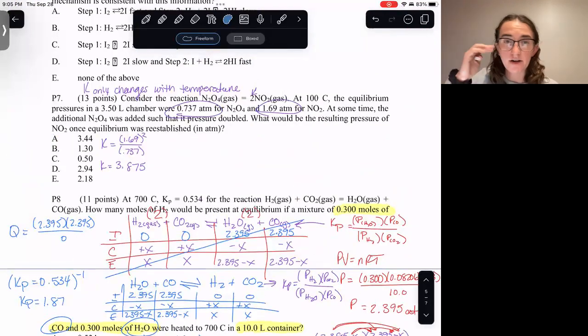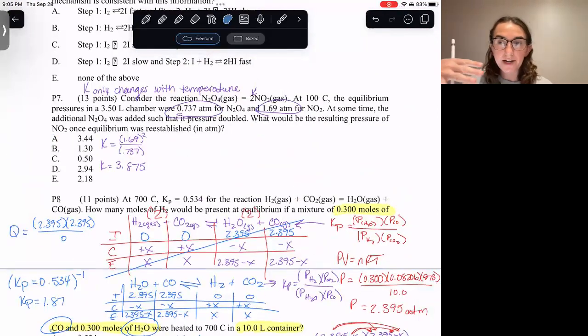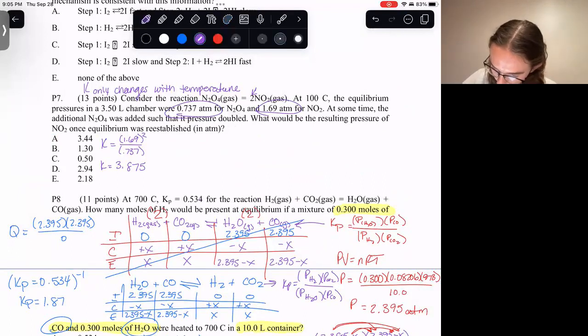So it is squared because N2O4 is in equilibrium with 2 NO2. And so that coefficient of 2 in front of the NO2 means we square it in our K expression.